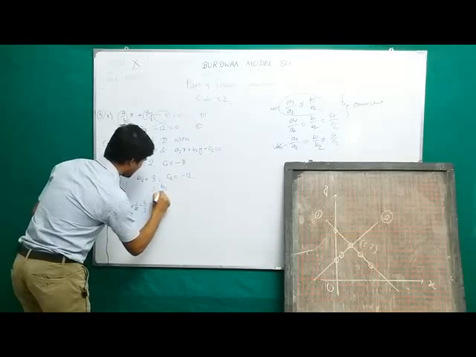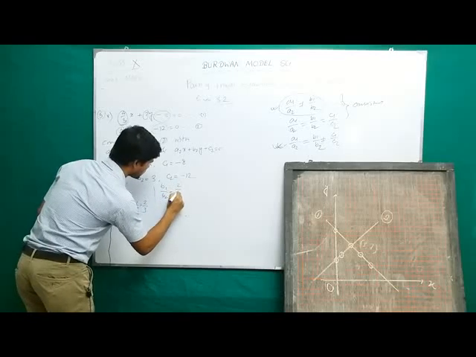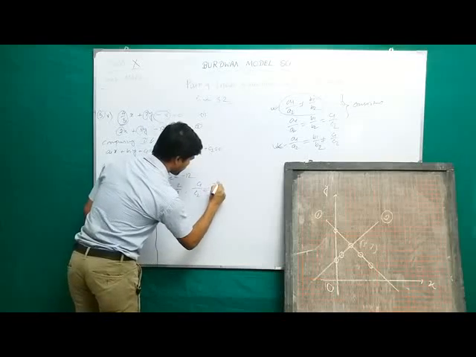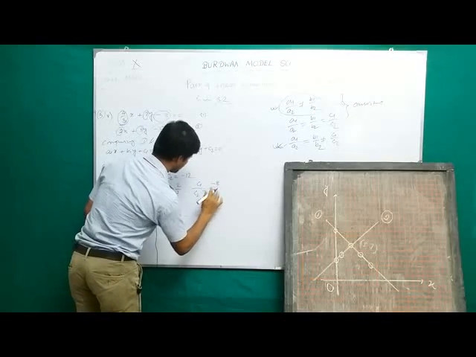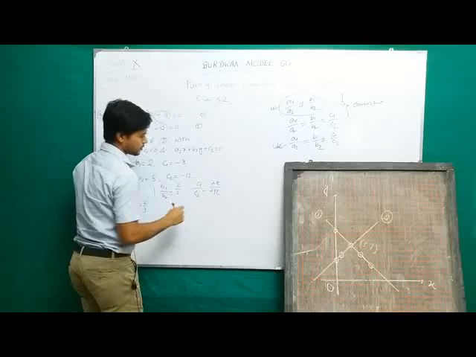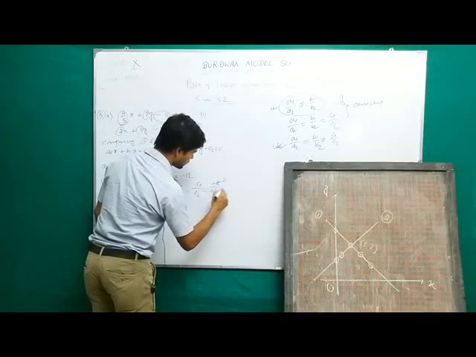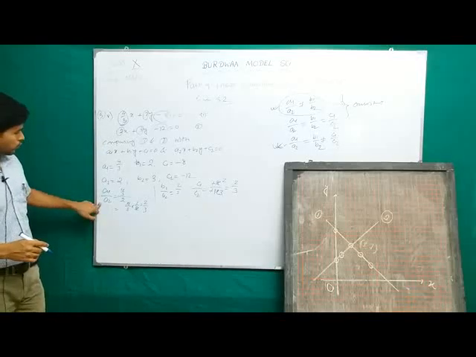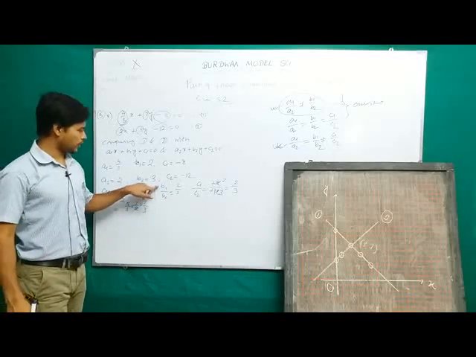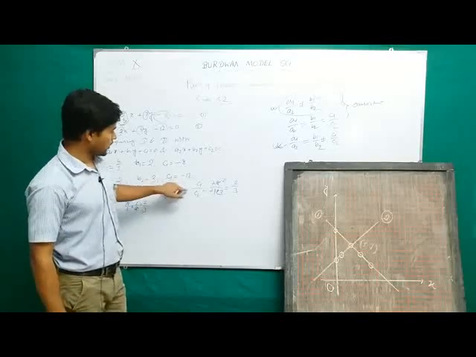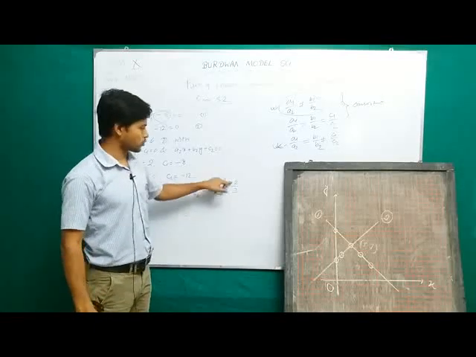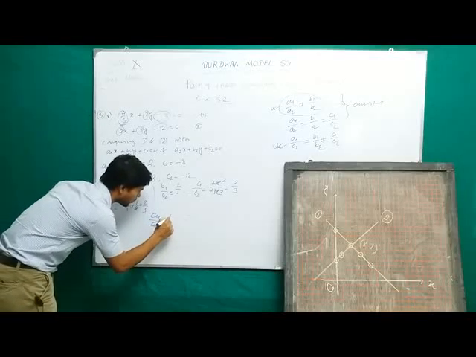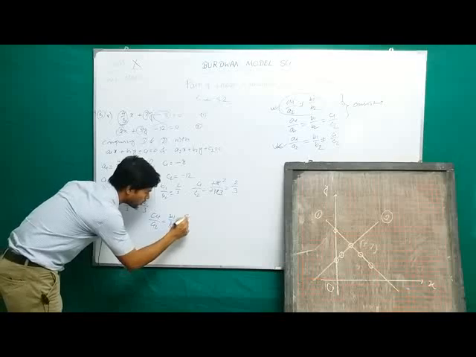Calculate b1 by b2, that is equal to 2 by 3, and c1 by c2, that is equal to minus 8 by minus 12. So minus and minus cancel, 4 2s are 8, 4 3s are 12, that is equal to 2 by 3. So look, the value of a1 by a2 is equal to 2 by 3, the value of b1 by b2 is also 2 by 3, and the value of c1 by c2 is also 2 by 3. So a1 by a2 is equal to b1 by b2 is equal to c1 by c2.